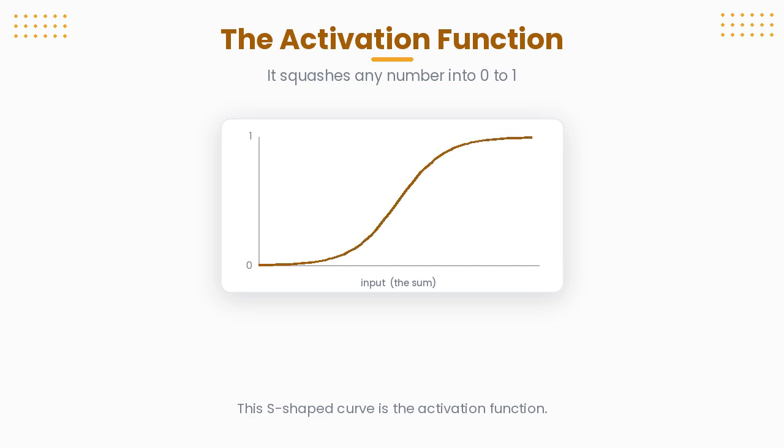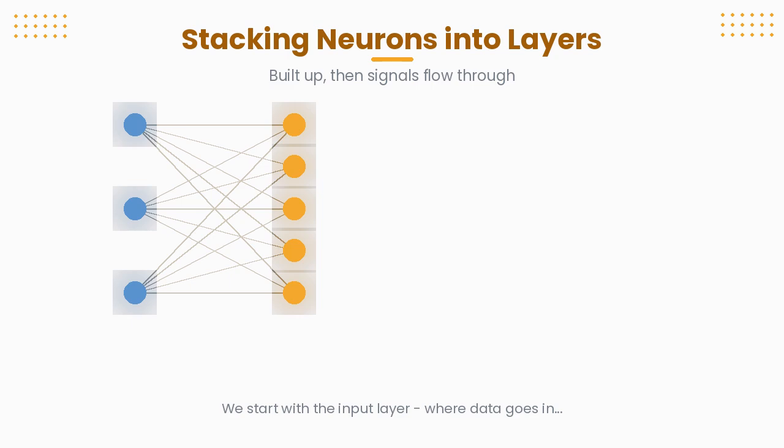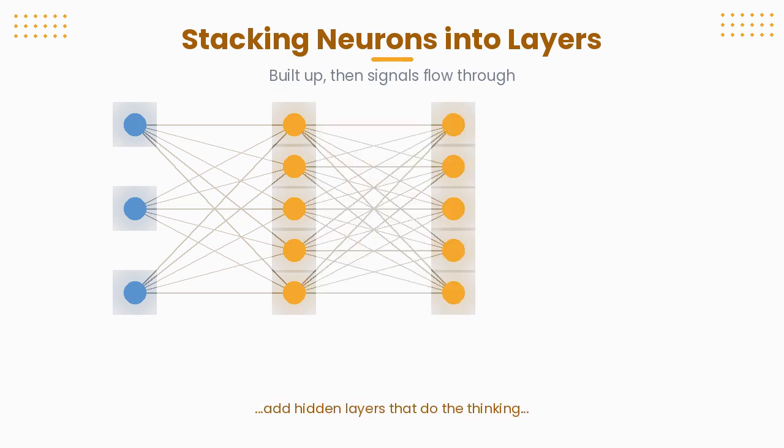That last step, the activation, deserves a closer look. Here's its S-shaped curve. A big negative number gets squashed close to 0, so the neuron stays quiet. A big positive number is pushed close to 1, and it fires. Whatever goes in, the output always lands neatly between 0 and 1.